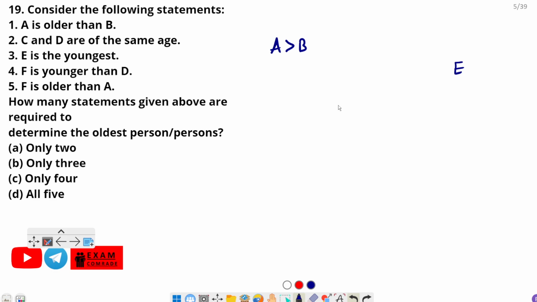F is younger than D. F is older than A. This is: F is older than A. F is younger than D.